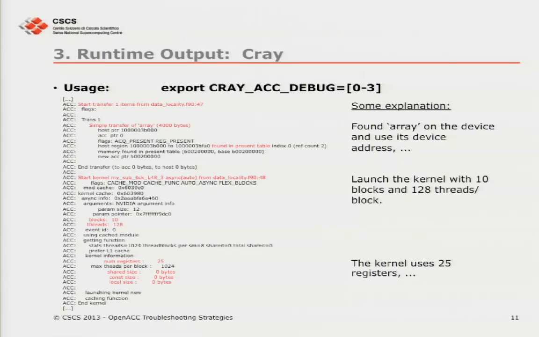You can get information about the data transfers, how much data is being transferred, where the piece of an array was found. You can get information on a number of different things. You can get information about kernel launches, the number of blocks that are being used, the threads per block, the number of registers being used. So this is all really essential information, both in terms of performance and functionality.